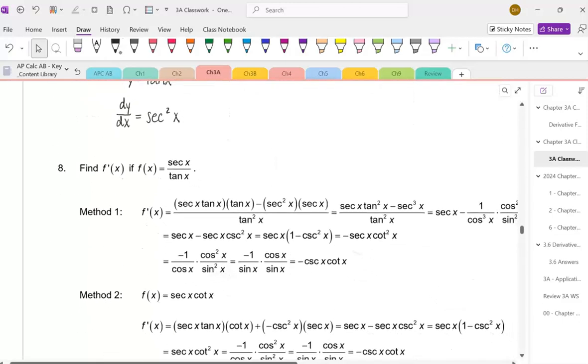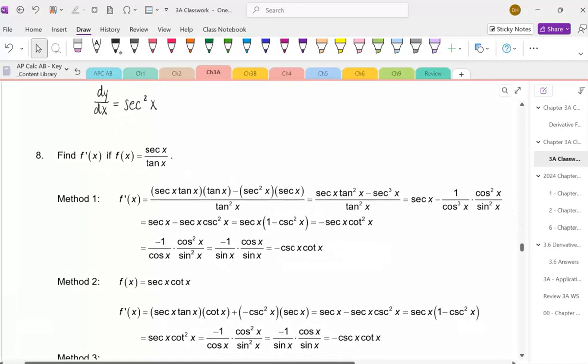In number 8, they went through kind of the same process. They used quotient rule in method 1 because they took the derivative of the numerator times the denominator minus the derivative of the denominator times the numerator all over the denominator squared. Really long way to get it, but they got to the answer of negative cosecant x cotangent x.